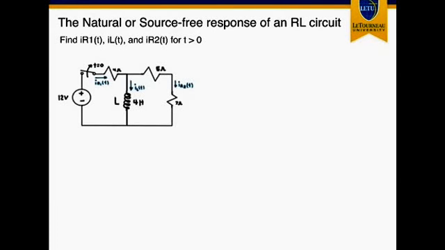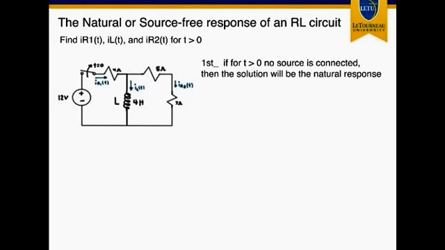We're going to find the equations for the currents I sub R1, I sub L, and I sub R2 for t greater than 0. We need to follow these steps. If for t greater than 0 no source is connected, then the solution will be of the form of the natural response. That means that I sub R1 is going to be equal to A e to the minus t over tau for t greater than 0.